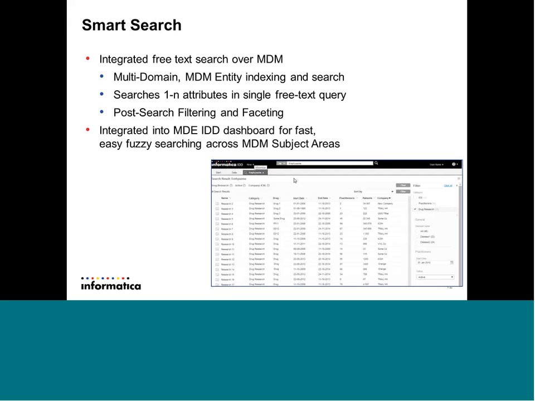In addition to that, the Smart Search feature also incorporates post-search filtering and faceting capabilities, allowing the user to refine that free text query down to specific subsets of information based on attributes that are defined as filters within the composite object config. Again, Smart Search is a composite object client, so it's indexing composite object entities, and it's providing a query service over those entities when the user executes their search.